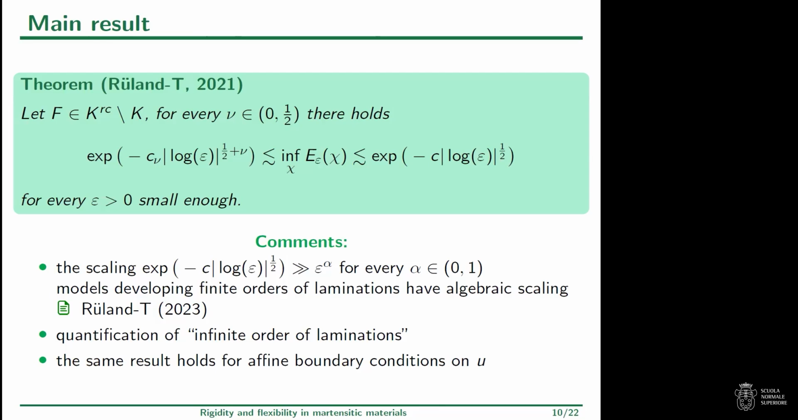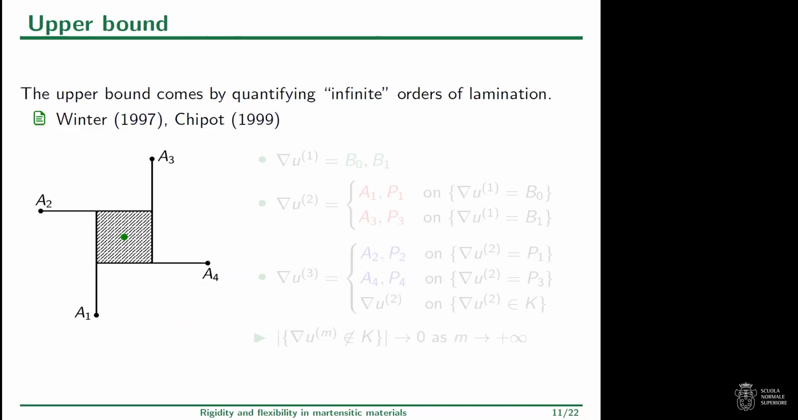For models which develop lower order of lamination, this is not true. But for some reason that is long to explain, this is true in the Tartar square, because the microstructure is too complicated. So periodic or affine doesn't change anything. Thanks for the question.